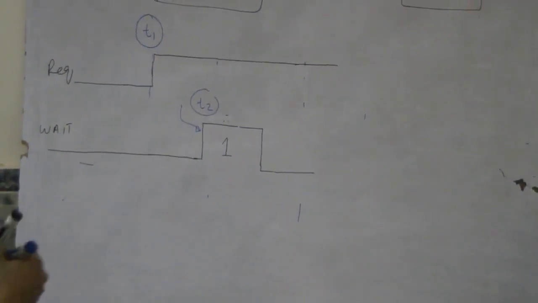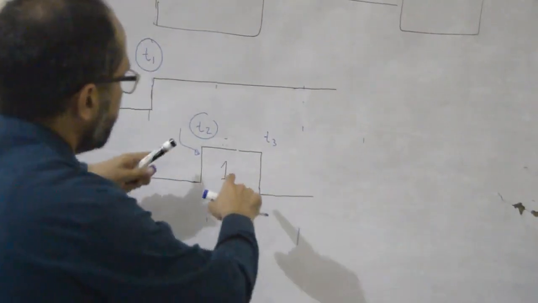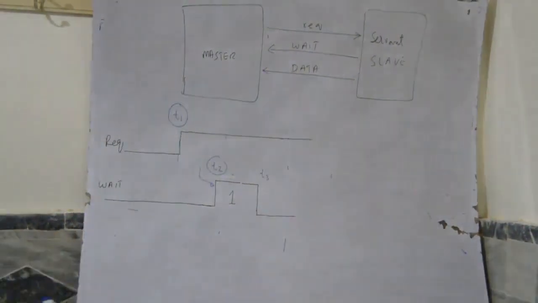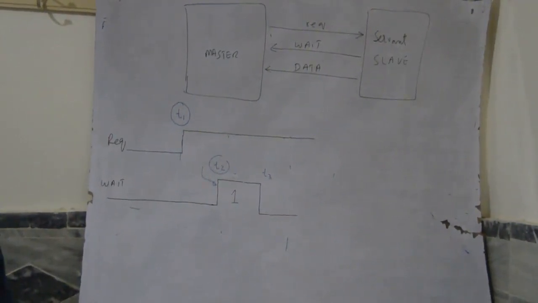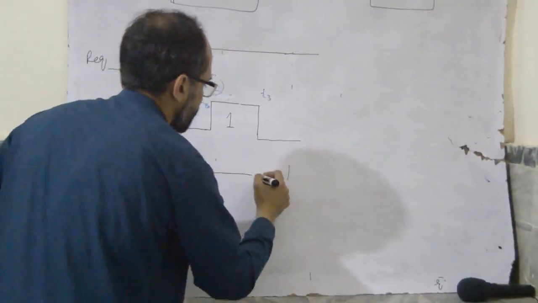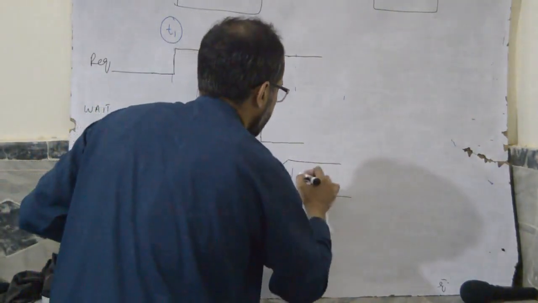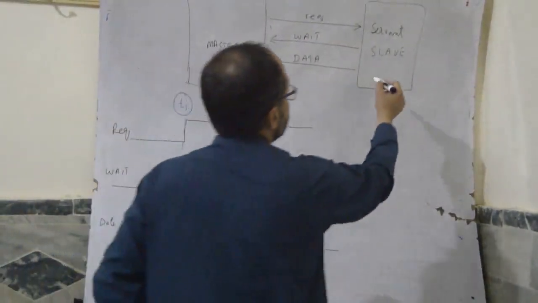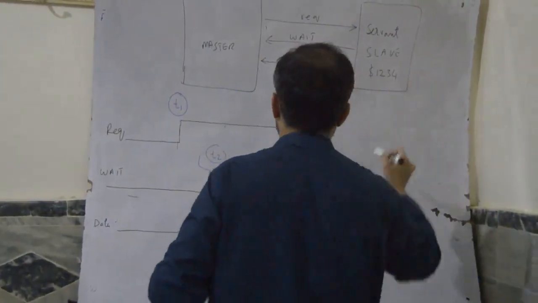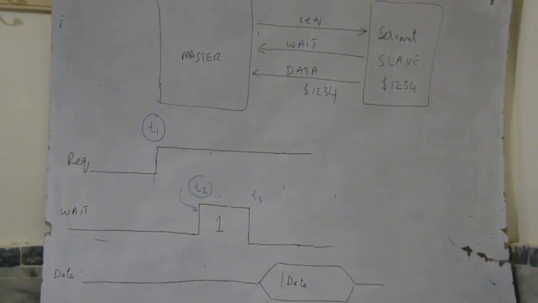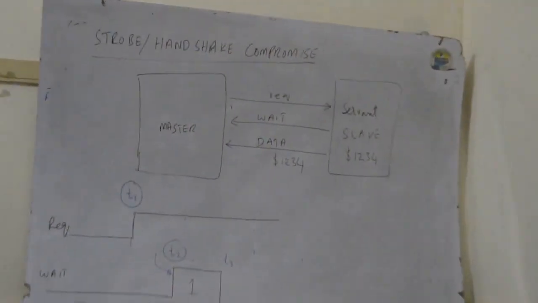And at time T3, the servant device, or the slave device, deasserts its wait signal. It means that now the data is available from the slave, and it will put the data on the data bus. Let's assume that this data is 1, 2, 3, 4. It will put the data 1, 2, 3, 4 on the data bus.